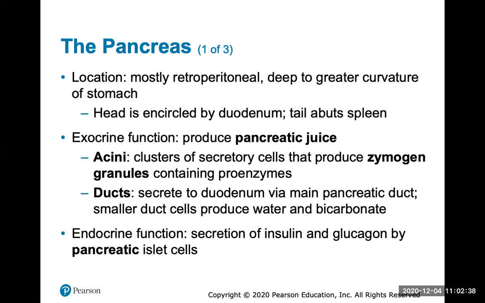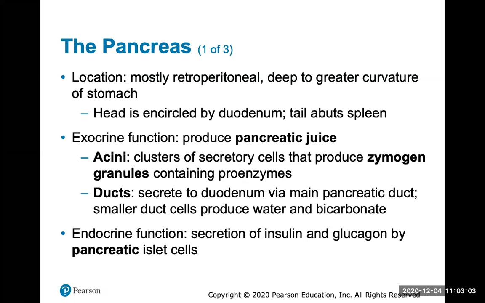That's pretty much it. The pancreas is mostly retroperitoneal, so outside the peritoneum in the back. It's deep to the curvature of the stomach. It has a head and a tail. It has exocrine functions that produce pancreatic juice. The acini cells produce zymogen granules, and then ducts secrete it to the duodenum. So this pancreatic juice is important for digestion.